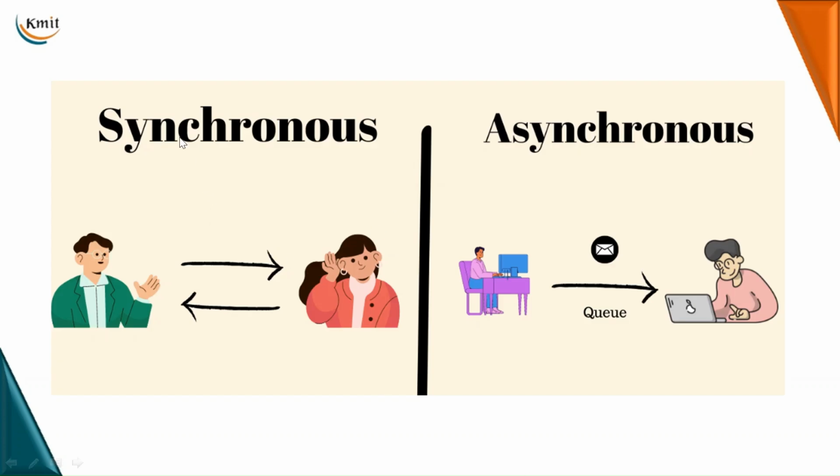So this is a synchronous mechanism where both the sender and the receiver are online at the same point of time and they are exchanging messages between them. In case of asynchronous data transfer, both the sender and the receiver need not be online at the same point of time. Best example is your email.